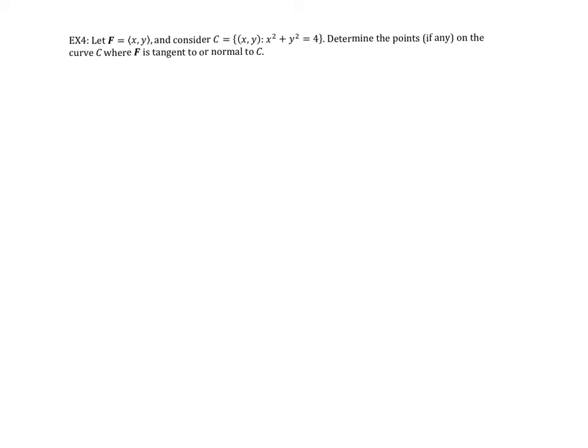Let's use these concepts in example four. In example four, we're given this vector field, x, y, and we have this curve, all points x and y, so that x squared plus y squared is equal to 4. So the curve is just a circle of radius 2. Now, how is this vector field affecting the curve? Well, one thing we could do is we could determine points on our level curve where the vector field is either tangent or normal to our curve.